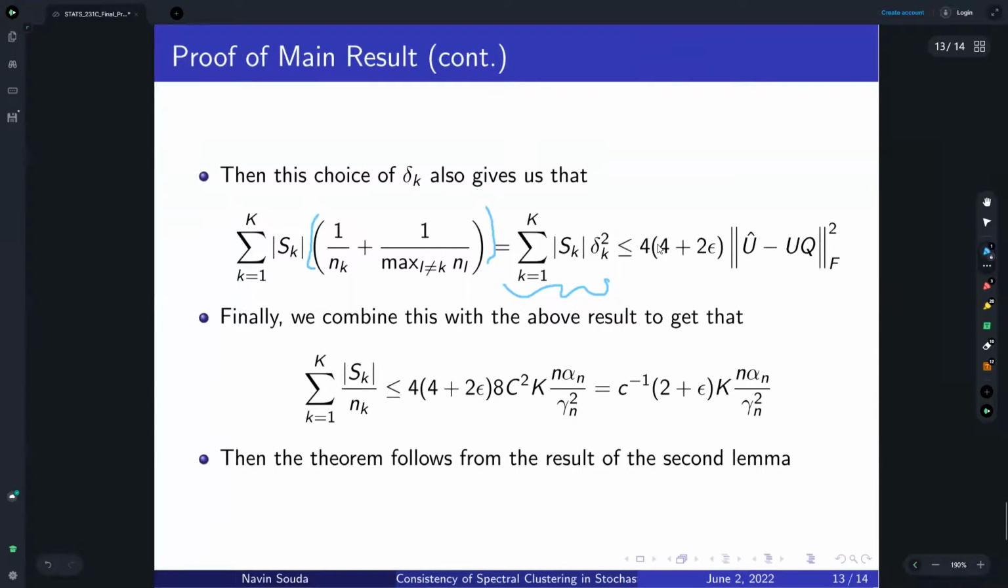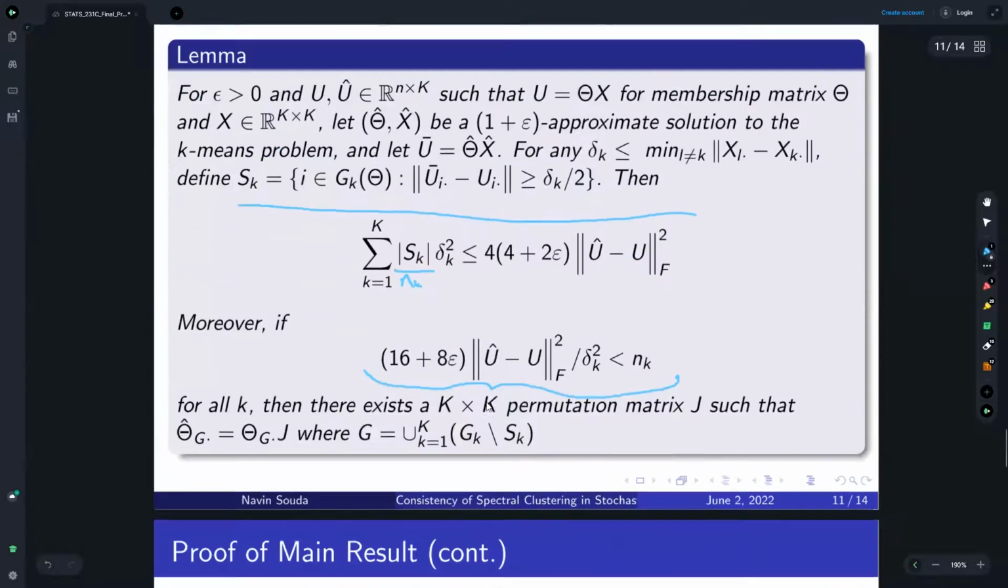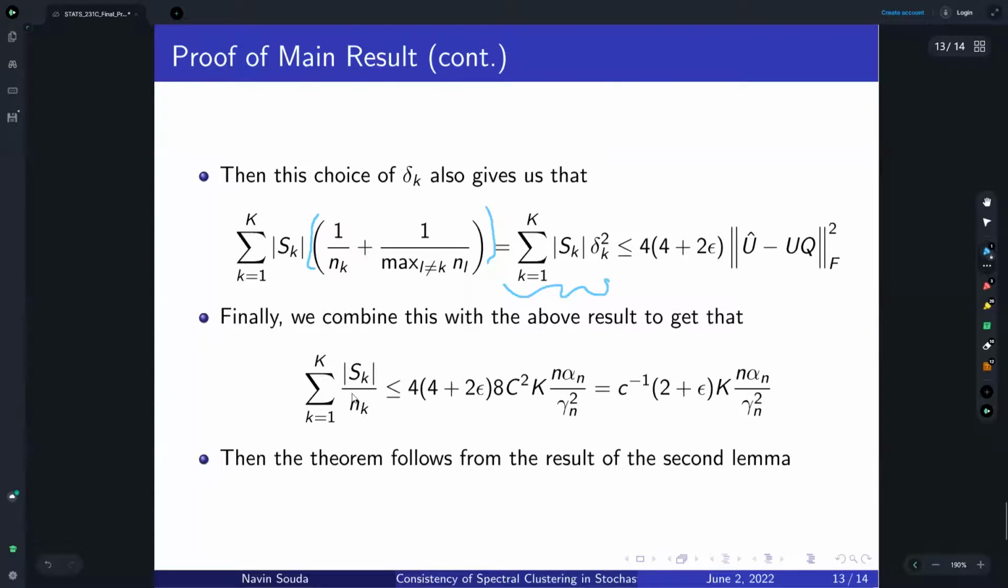And then we can get that this is less than or equal to 4 times 4 plus 2 epsilon times the Frobenius norm of u hat minus uq squared. And we can combine this with the result above here to get this bound on the misclassification rate of each of these nks. Basically, we just replace this part with 1 over nk, and the bound still holds because it's smaller, and so we get the result that we wanted.